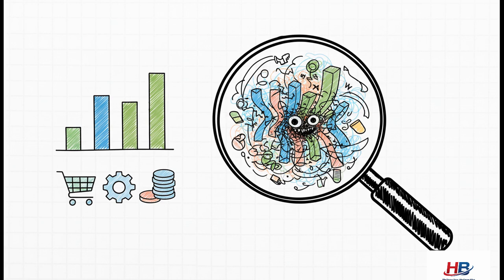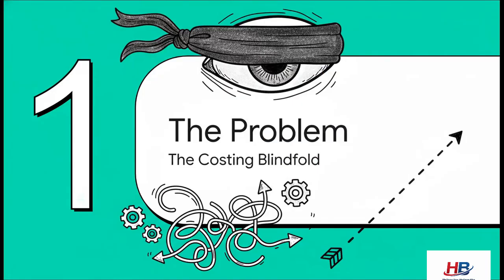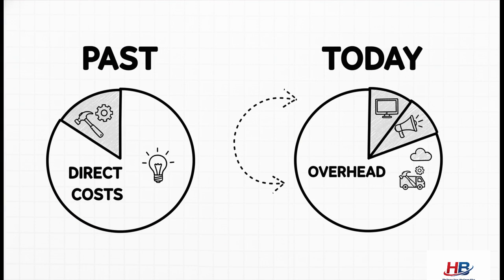The thing is, in today's super complex business world, there's a problem that is literally hiding in plain sight. It's this subtle little distortion that can lead to some seriously flawed decisions about your pricing, your product mix, and yeah, your entire strategy. And we're calling this problem the costing blindfold. It's a perfect name for it, really. It's what happens when the methods we use to understand our business just haven't kept up with how our business actually runs.